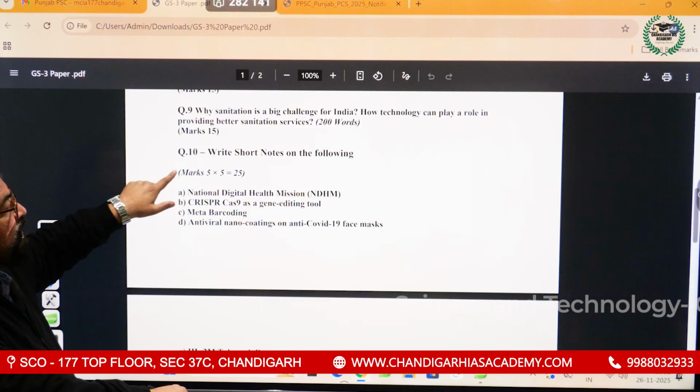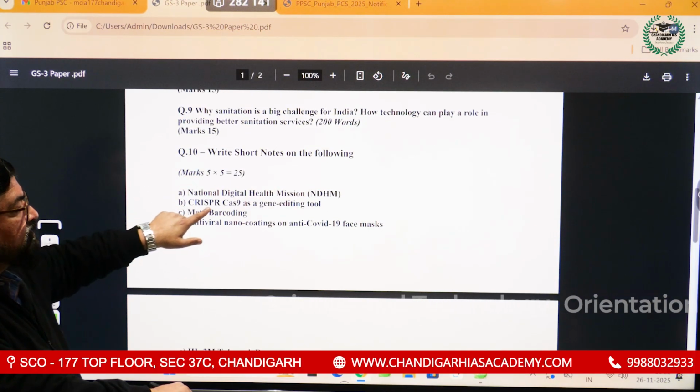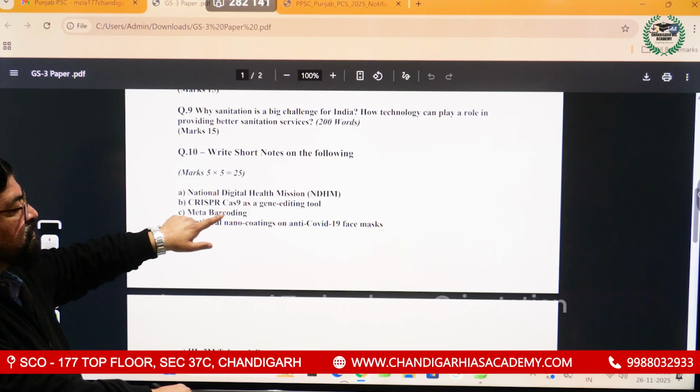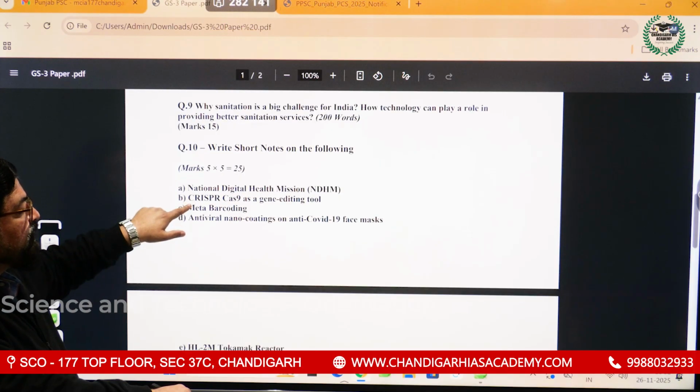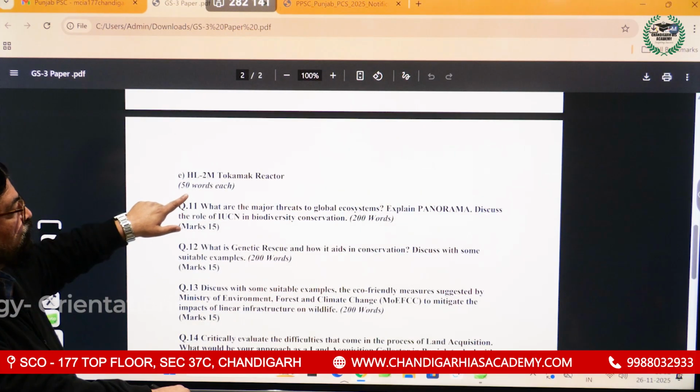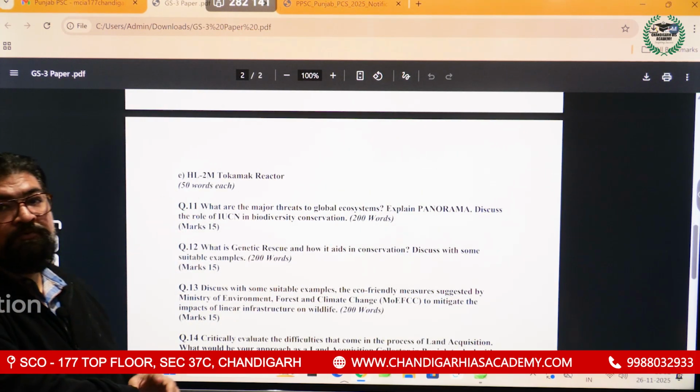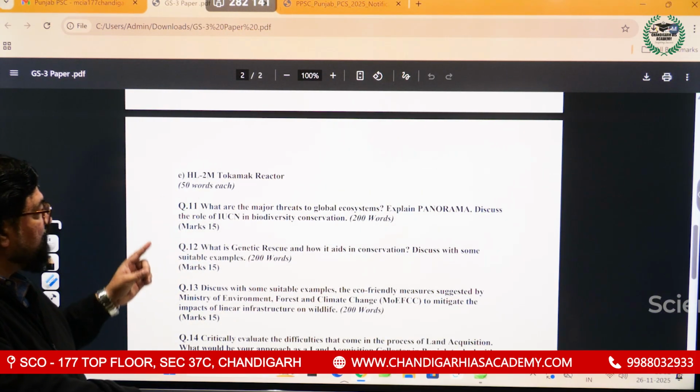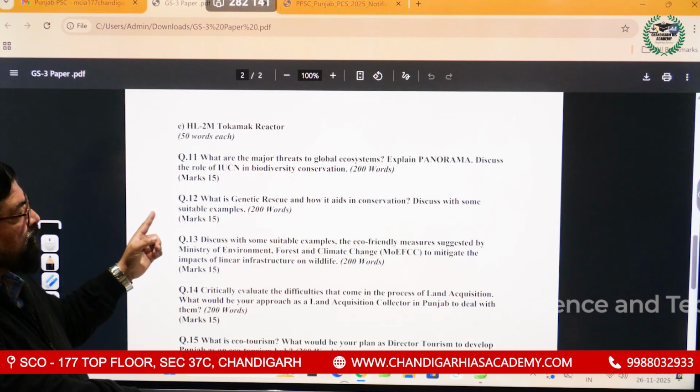And then question 10: write short notes on the following. National Digital Health Mission. CRISPR-Cas9 is a gene editing tool. Metabarcoding, antiviral nanocoating on anti-COVID-19 face masks. HL-2M tokamak reactor, which is a fusion reactor. That was in the news. 50 words each. Then the environment part.